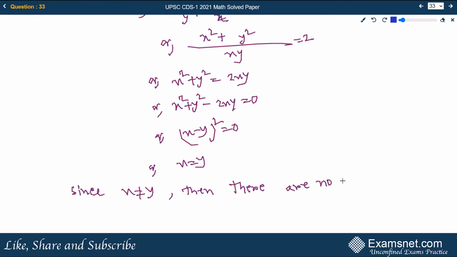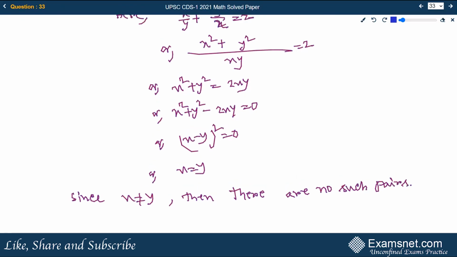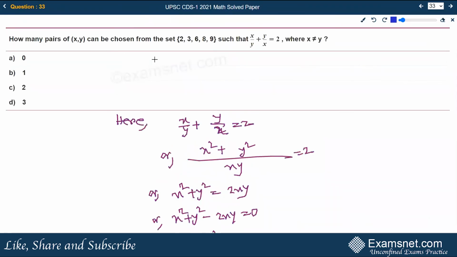There are no such pairs. So here 0 will be the exact answer. No such pair. Option A is the correct answer.